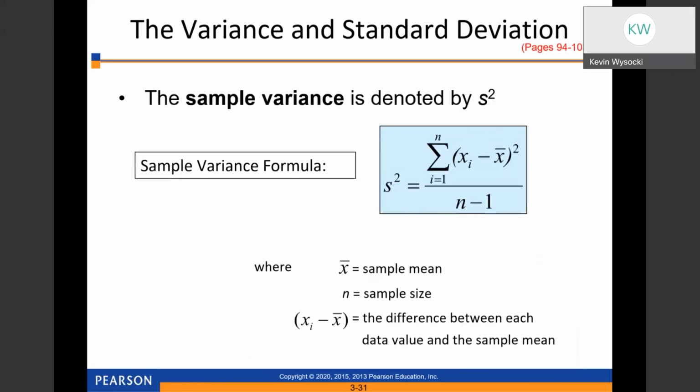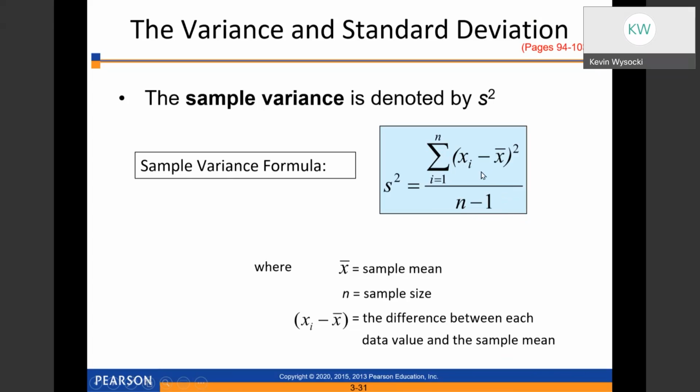So a better description of the spread of the data, instead of just using the range, which could be affected by the outliers, is a thing called the sample variance. It's denoted by s squared, and they have the formula in the box on the right. So s squared is equal to the sum of xi minus x bar, squared, added up, divided by n minus 1.